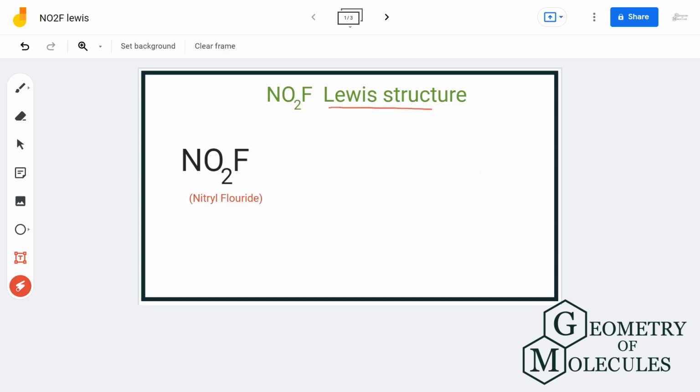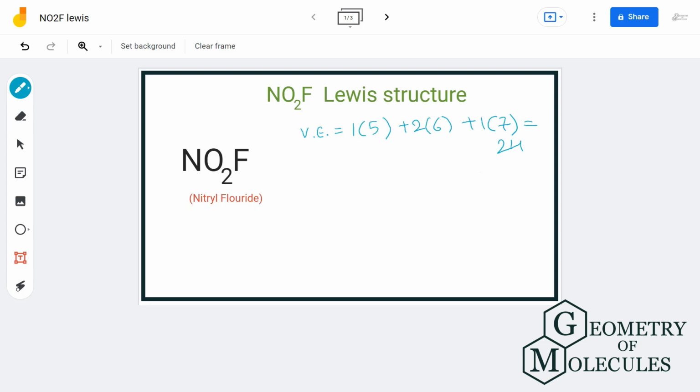In this video, we'll discuss the Lewis structure of NO2F. It's the chemical formula of nitryl fluoride. To draw its Lewis structure, we will first count the total number of valence electrons. We have one nitrogen atom having 5 valence electrons, two oxygen atoms having 6 valence electrons, and one fluorine atom having 7 valence electrons. That gives us a total of 24.